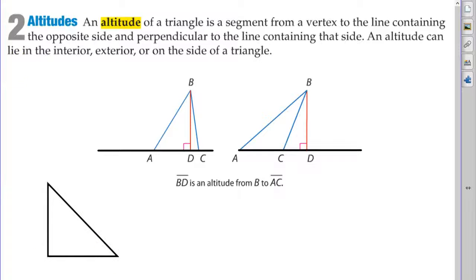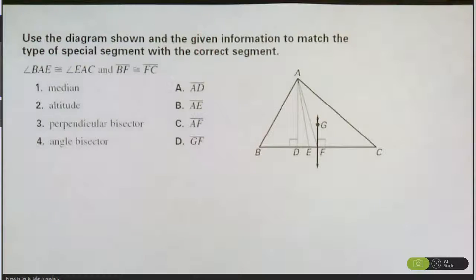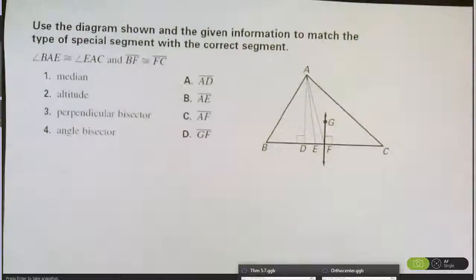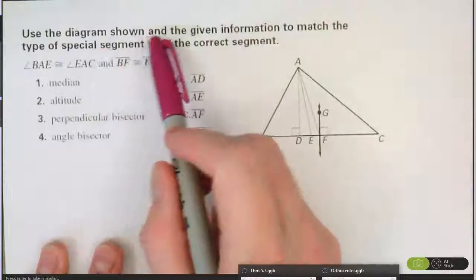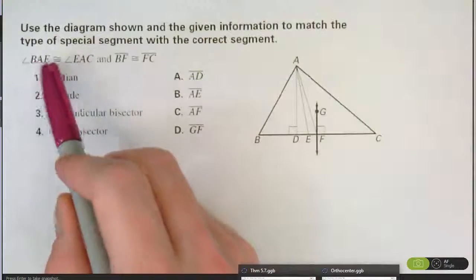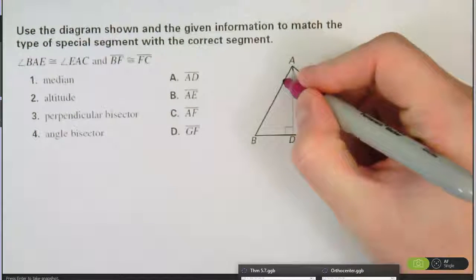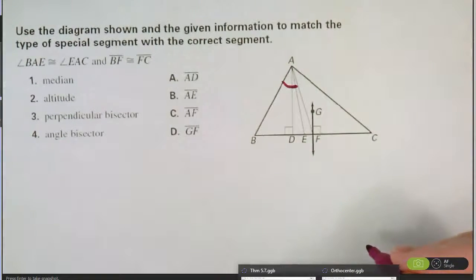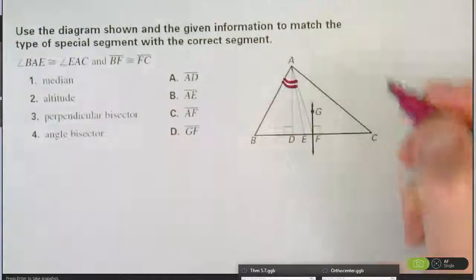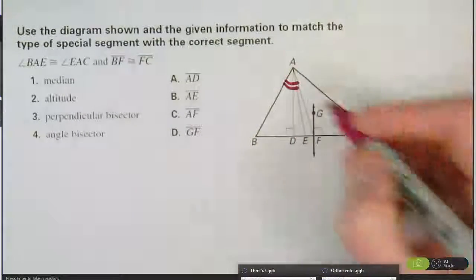So the first thing we need to be able to do is, looking at a drawing, given some information, identify the median, the altitude, the perpendicular bisector, and the angle bisector. So here's our first example. They tell us a bunch of stuff up here. It says, use the diagram shown and given information to match the type of special segment with the correct segment. So we have angle BAE is congruent to angle EAC. Here's BAE right there. I'll do a double mark for it. And then it is congruent to angle EAC. So here's E to A to C.